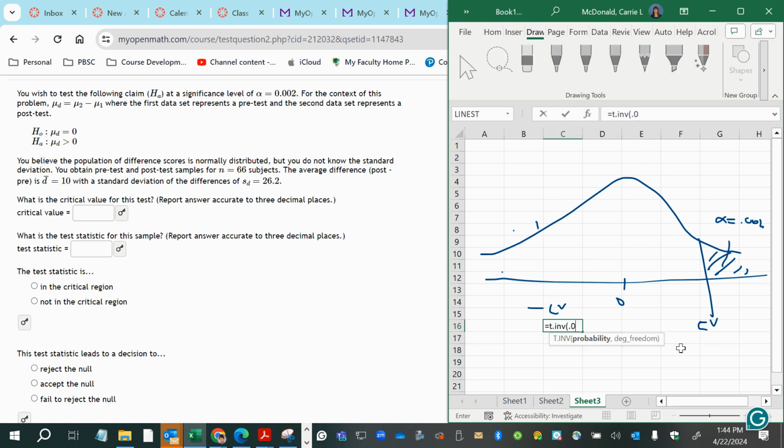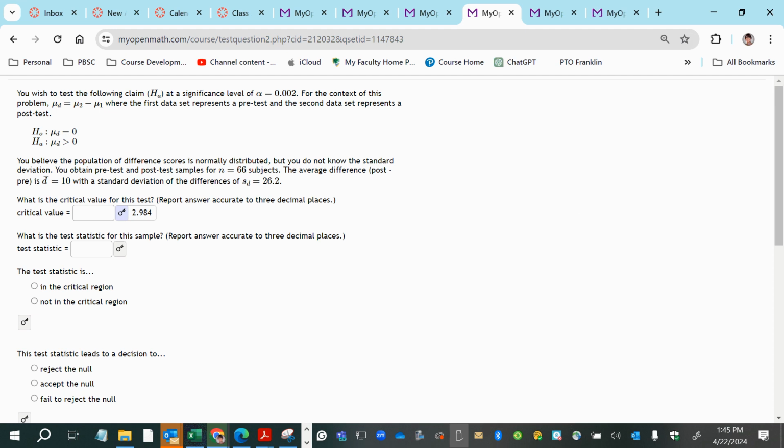So if I put in 0.002, it's going to give me my negative critical value. If I want it to give me the positive critical value, I would have to do 1 minus 0.002. And then the degrees of freedom will always be the number of pairs or the sample size minus 1. So here we had a sample size of 66, so this would be 65 degrees of freedom. If you had a table of values, you would count the number of pairs and then subtract 1 for your degrees of freedom. So by doing this, I'm going to be given the positive critical value, just on that one side.